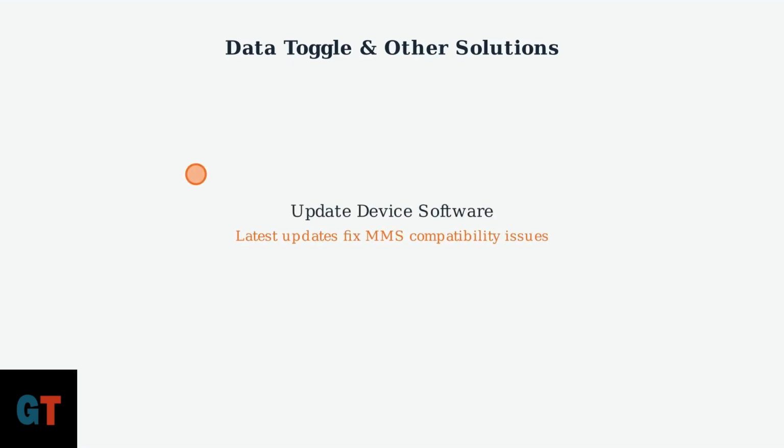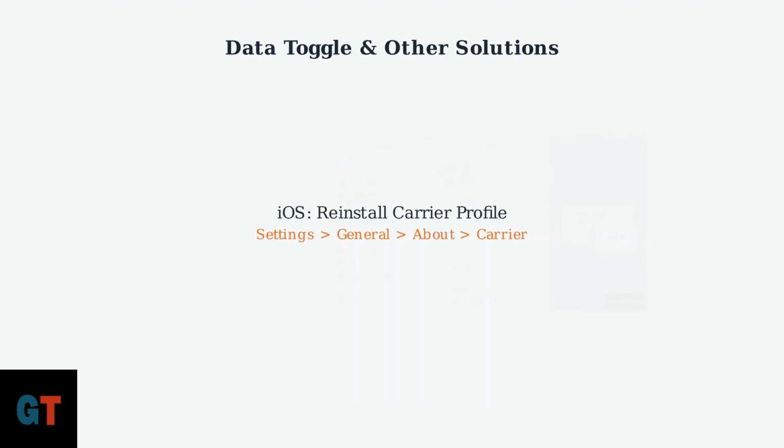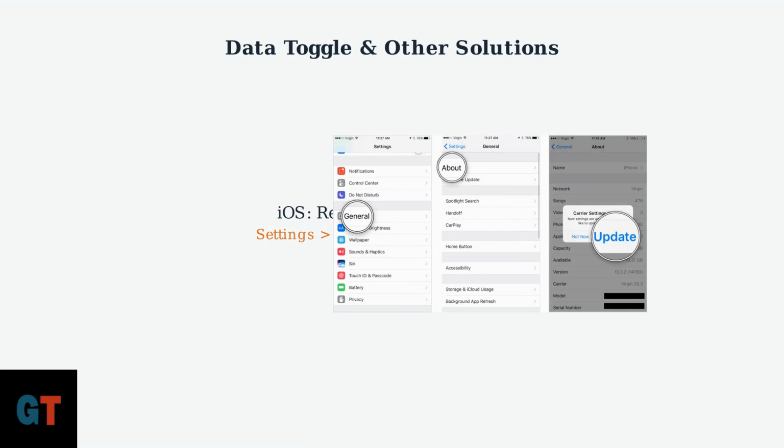If that doesn't work, make sure your device software is up to date. Updates often include fixes for MMS compatibility. Check for conflicting messaging apps that might interfere with MMS functionality. For iOS users, reinstalling the carrier profile can help. Go to Settings, General, About, then Carrier.